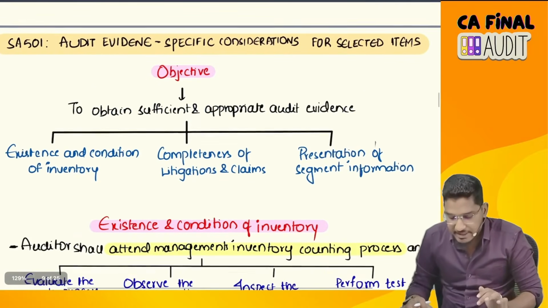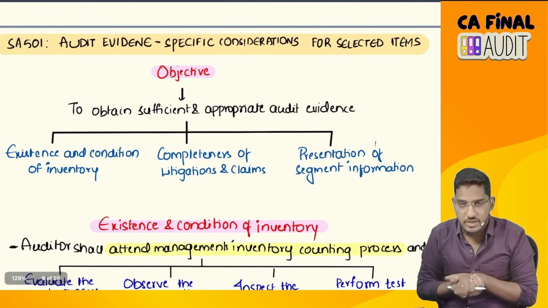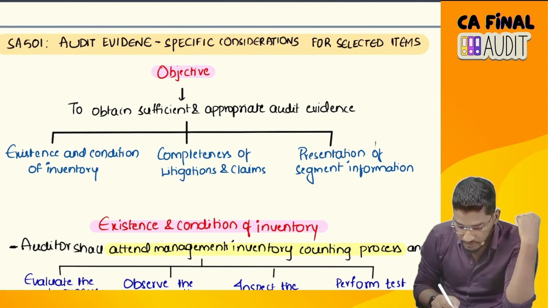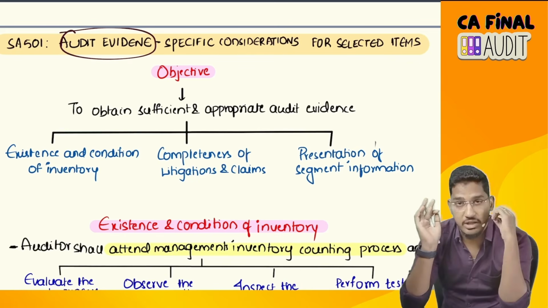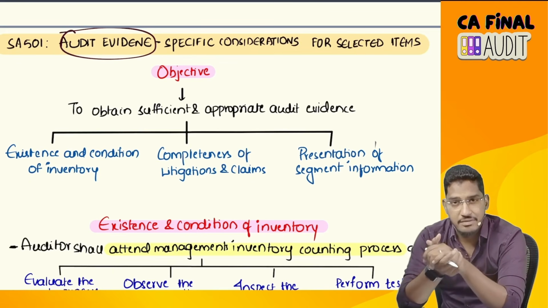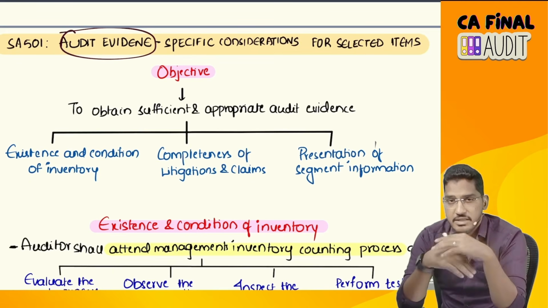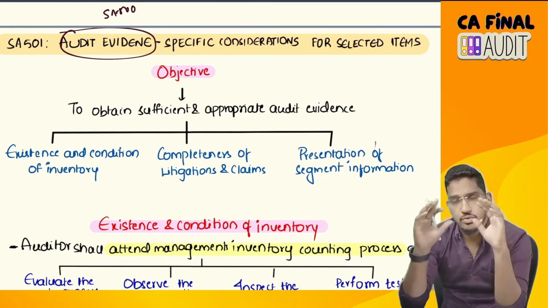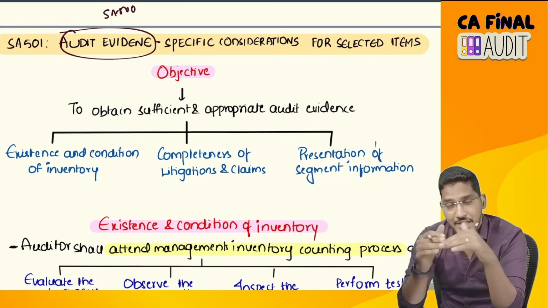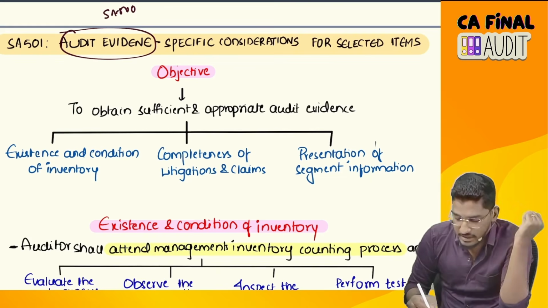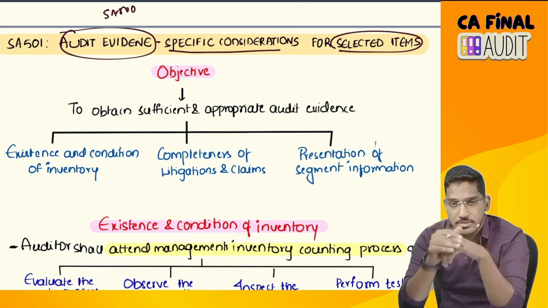Right. So SA 501, sir, what does SA 501 talk about? SA 501 is also talking about audit evidence only. Sir, but we have already seen the standard for audit evidence, just now we have covered SA 500. So the difference between SA 501 and SA 500 is that SA 500 talks about overall audit evidence in general, whereas SA 501 also talks about audit evidence, but it talks about specific considerations for selected items.